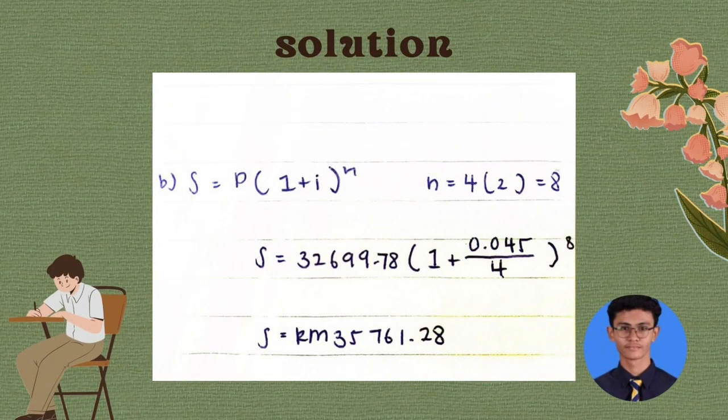For question 3B, we just use the same formula, but we must insert the answer from 3A, which is 0.045. So the answer we can get for 3B is S equals 35,761.28.